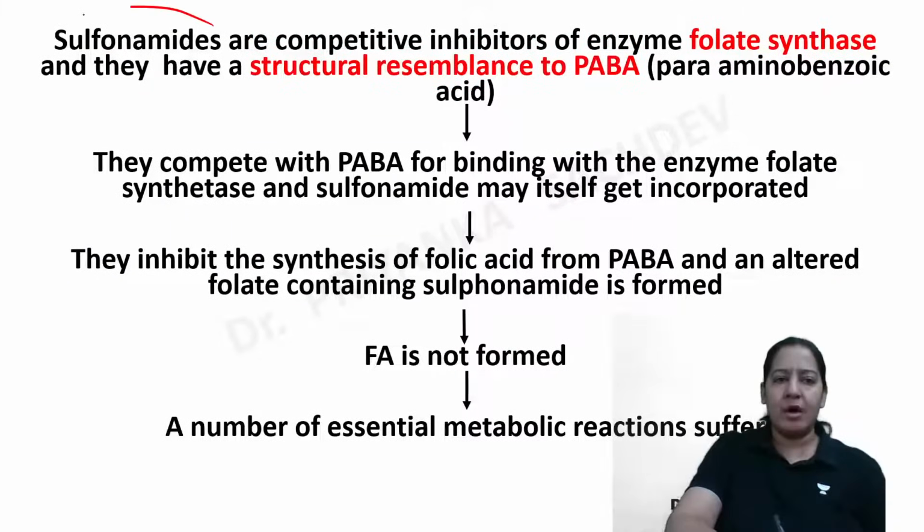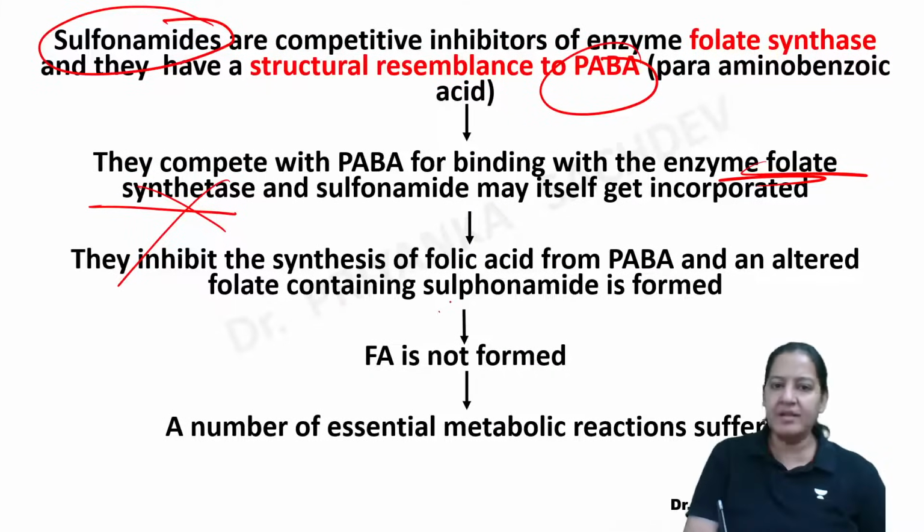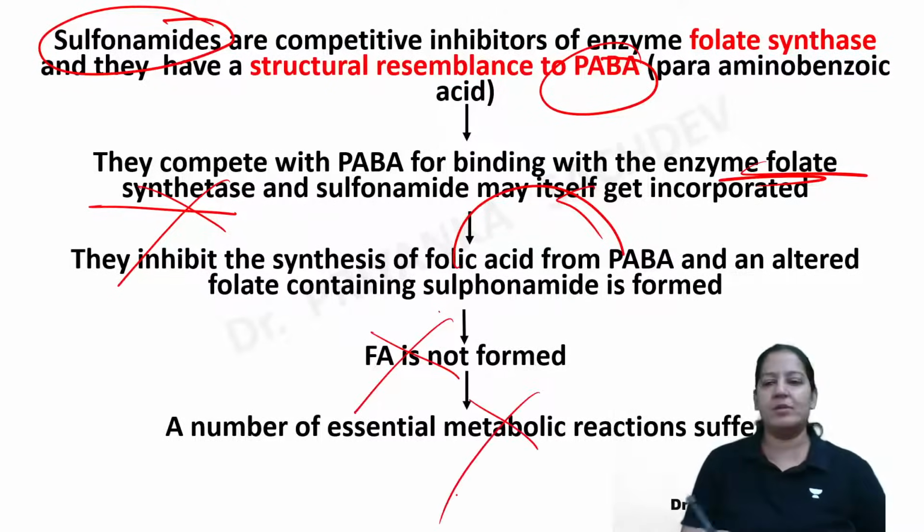So basically, sulfonamides are competitive inhibitors of PABA. Right? They are inhibiting the enzyme folate synthetase. The folate synthetase enzyme is inhibited, and they inhibit the conversion of PABA to folic acid. Right? And folic acid is not formed, so DNA is not formed.